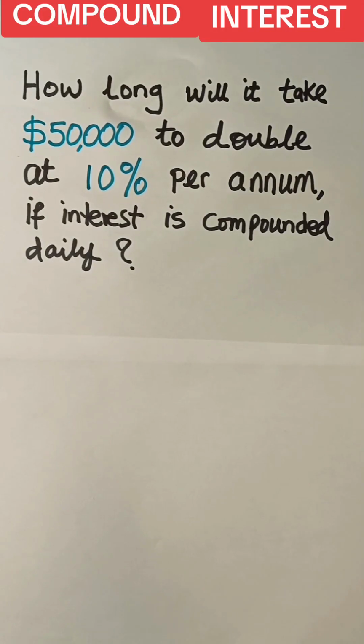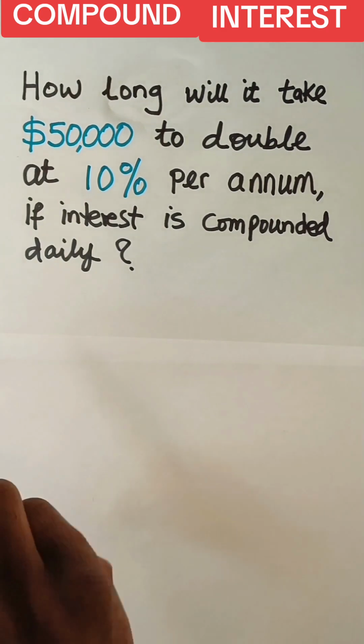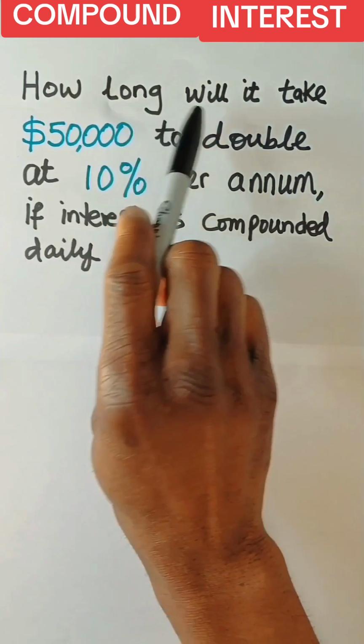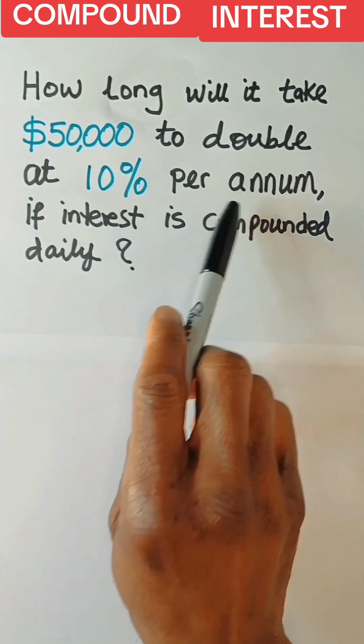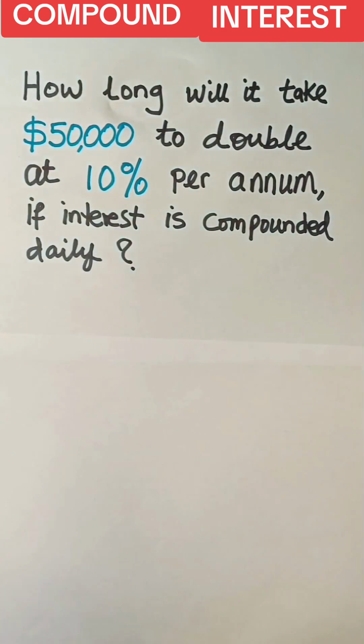Welcome to another video. Today we have a question on compound interest, and the question reads, how long will it take $50,000 to double at 10% per annum if interest is compounded daily?